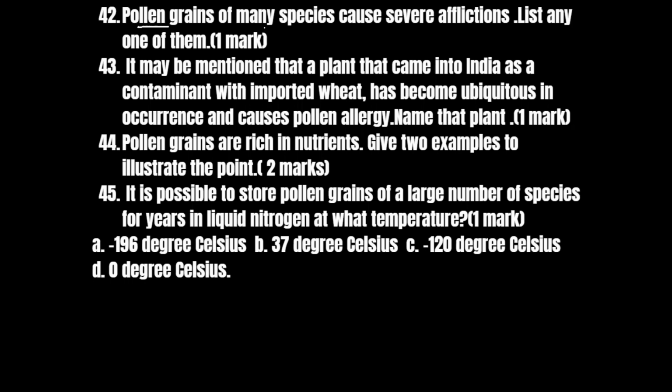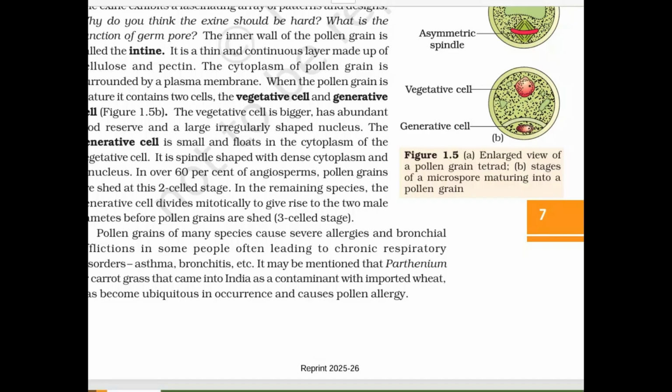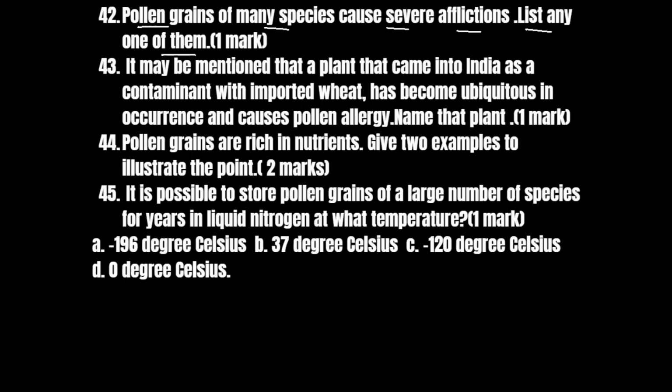Pollen grains of many species cause severe afflictions, means some problems. List any one of them. Pollen grains of many species cause severe allergies. This is from NCERT textbook. Severe allergies and bronchial afflictions in some people, often leading to chronic respiratory disorders like asthma, bronchitis, etc.